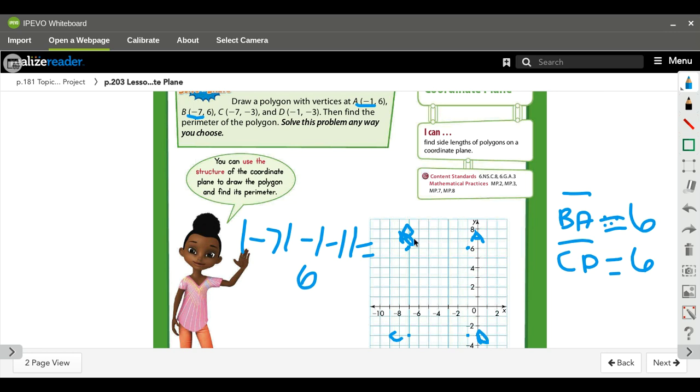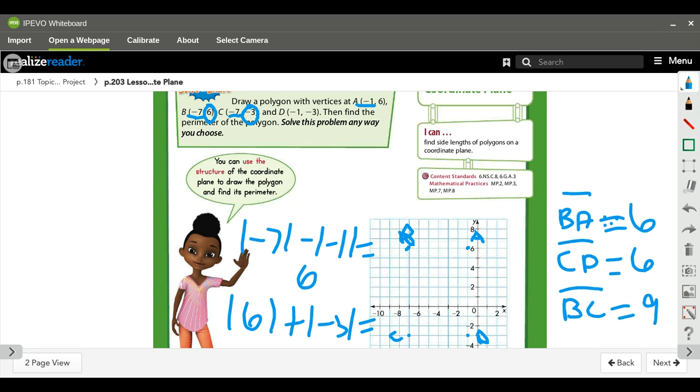So points B and C, they're on the same vertical line. That same vertical line means I have the same x coordinate. I have -7 as my x coordinate that is the same. So I'm going to look at the different ones. So I have 6 and I have -3. So I'm going to do the absolute value of 6 plus the absolute value of -3, and I get 9. So my side length for BC is going to be 9 units, which means my side length for AD is going to be 9 units.